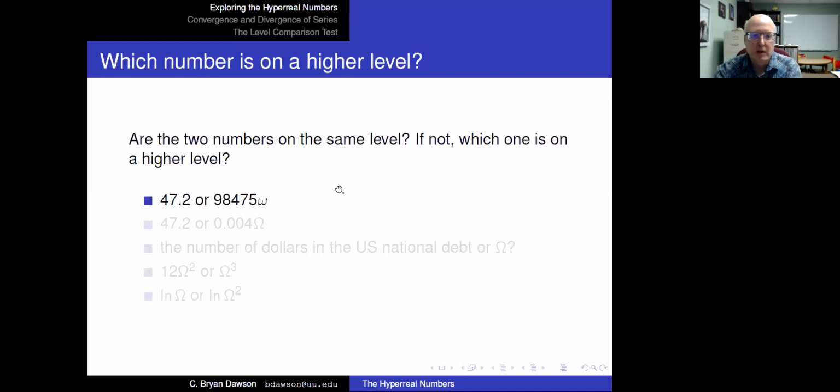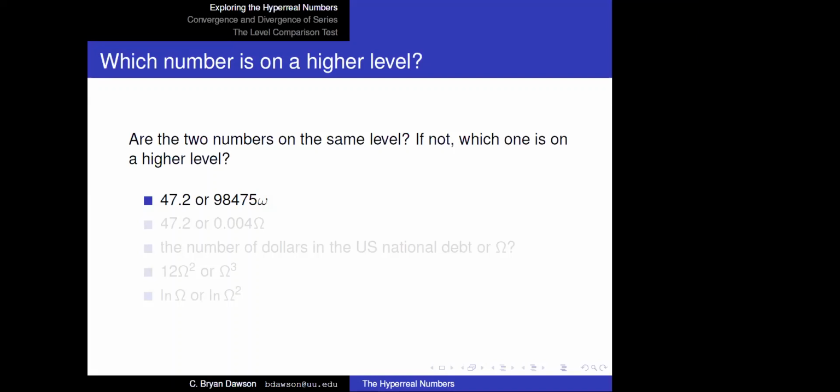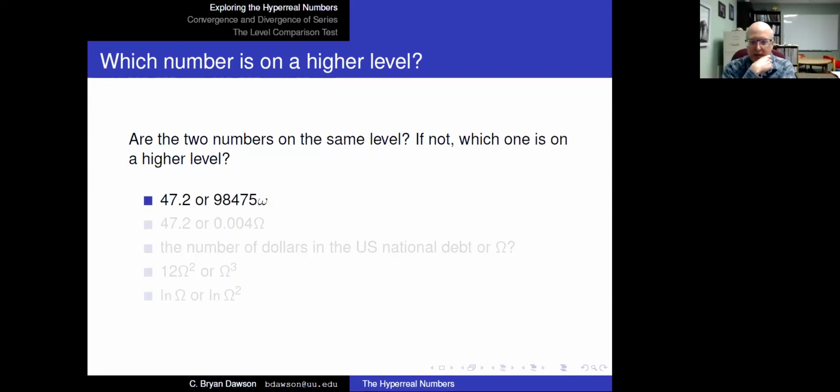All right, so here's my question for you. Are the two numbers on the same level? Or if not, which one is on a higher level? So someone unmute yourself and give an answer. 47.2 or 98,475 omega? They are not on the same level. Okay, so which one's on a higher level?